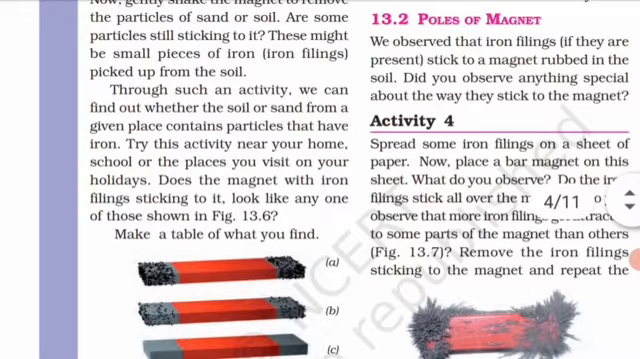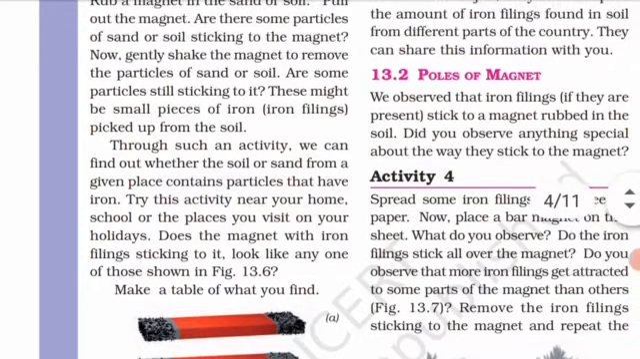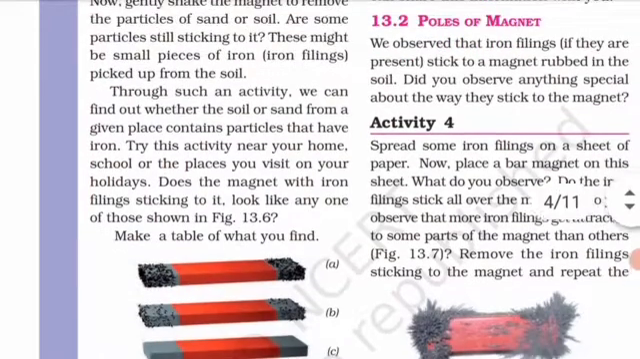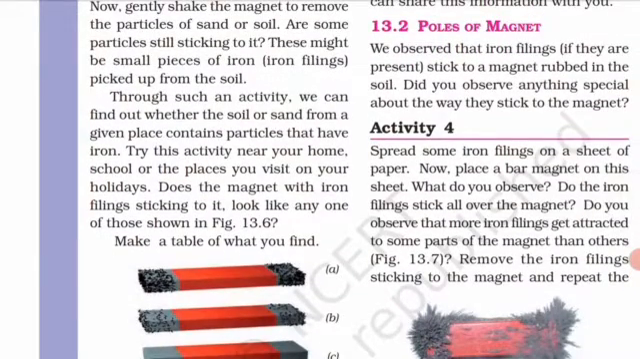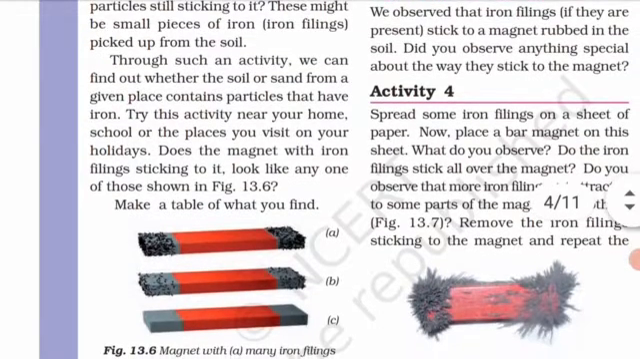So till now we have understood what the properties of a magnet are. The property of a magnet is to attract things toward itself, and there are magnetic substances and non-magnetic substances. Magnetic substances are attracted by the magnet, and non-magnetic substances are not attracted by the magnet. Now today we will study the poles of the magnet.